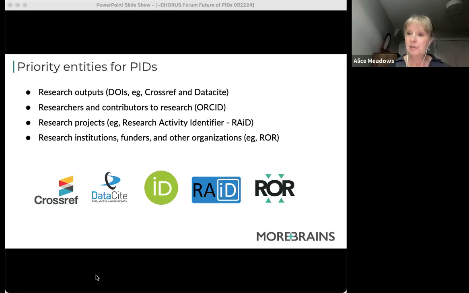Now, in some national contexts, other things bubble up. So in Australia, for example, they have a very big science community, so they were very keen on identifiers for samples. Physical samples were a big issue for them, so that would be another priority entity. But these four general types of entities crop up again and again and again as being the ones that people really want to make sure there are identifiers for.